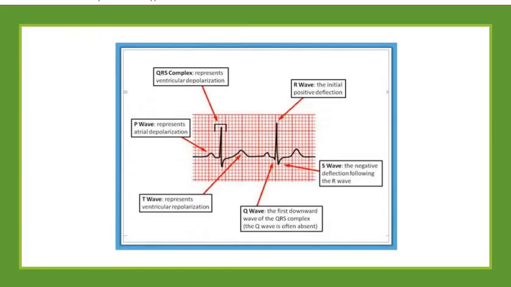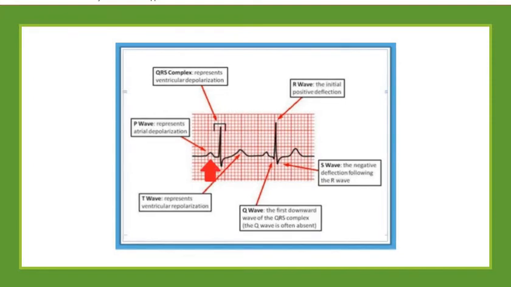Let's take a look at an ECG and the components of the cardiac rhythm. This is a normal sinus rhythm. We can tell because right here there's a P wave. The P wave represents the atrial depolarization. Depolarization is another word for the contracting of the cardiac muscle.